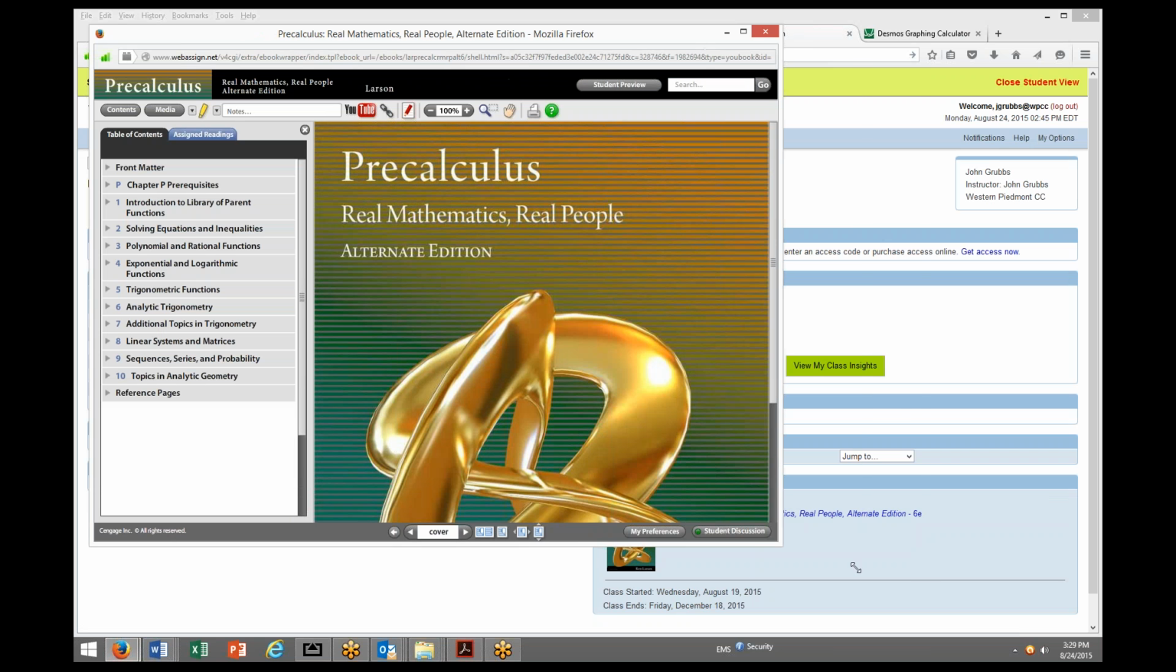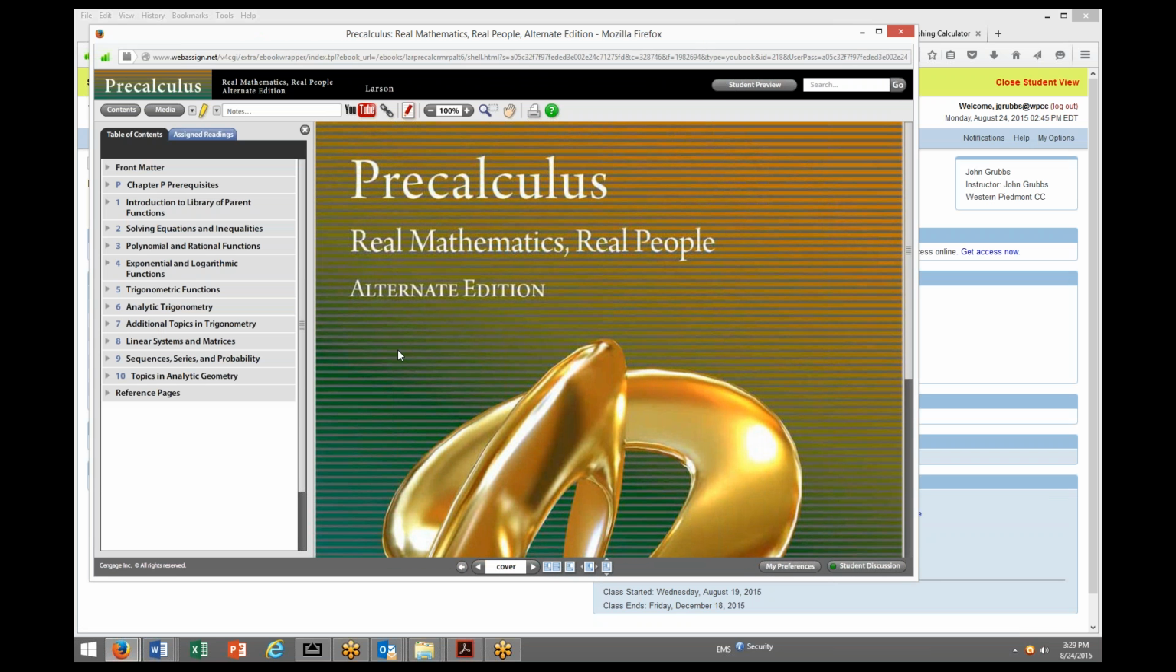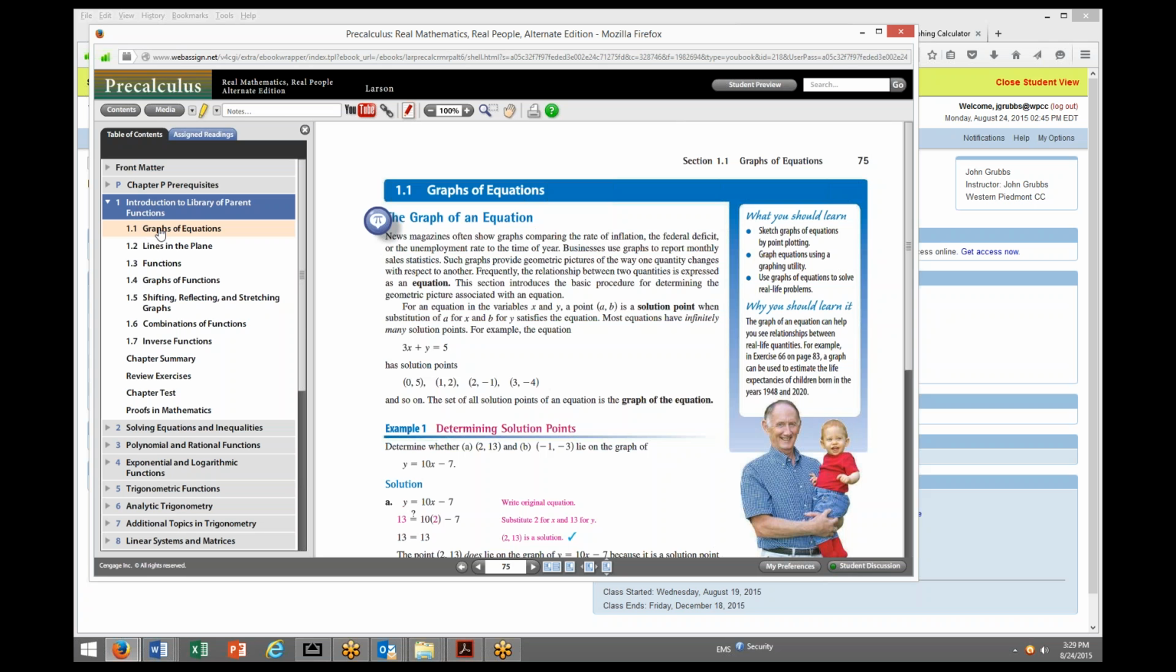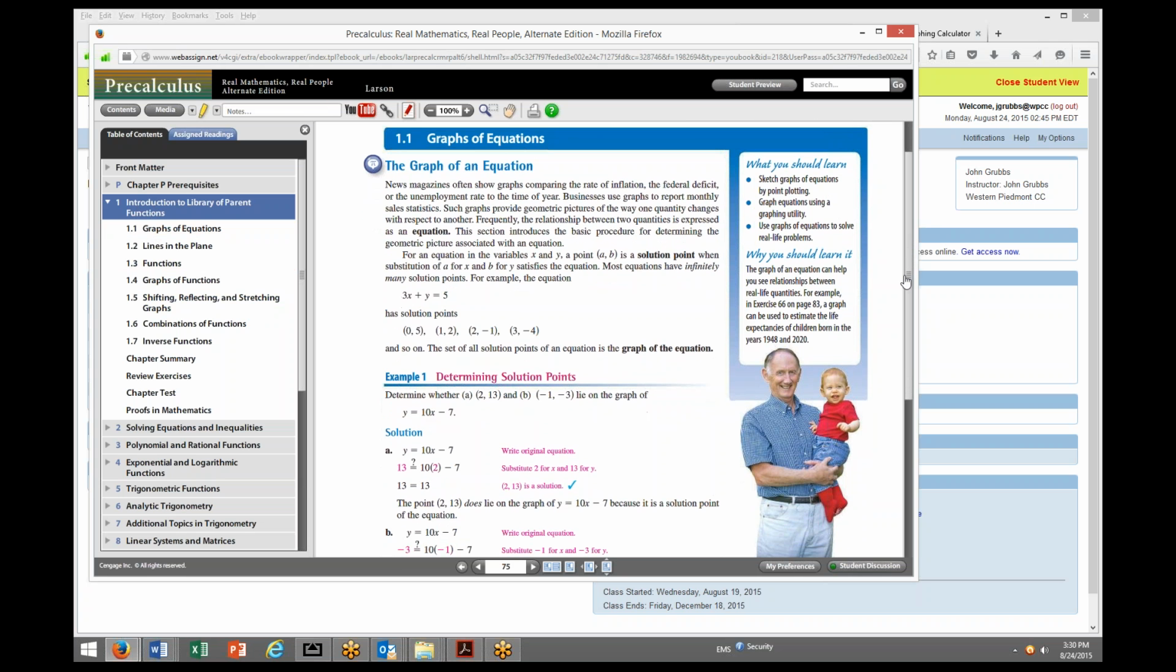I'm going to show you how easy it is to find things in the text. You can click on, for instance, chapter 1 over here. Then all the sections open up like that. And we're in section 1.1, so I'm going to click on that, graphs of equations. And it immediately takes you right to page 75 of your textbook where section 1.1 begins. So online you have a perfect reproduction of the manual hard copy textbook.